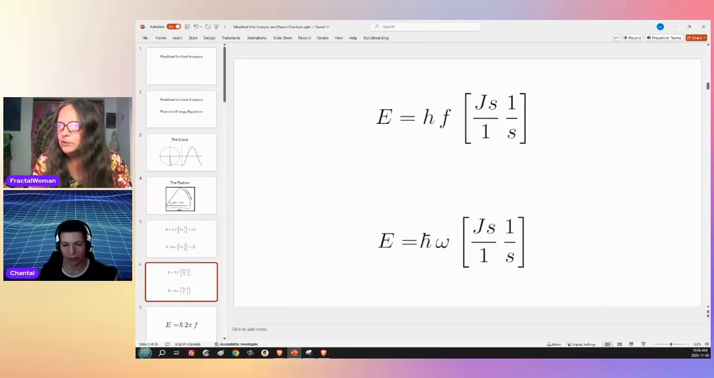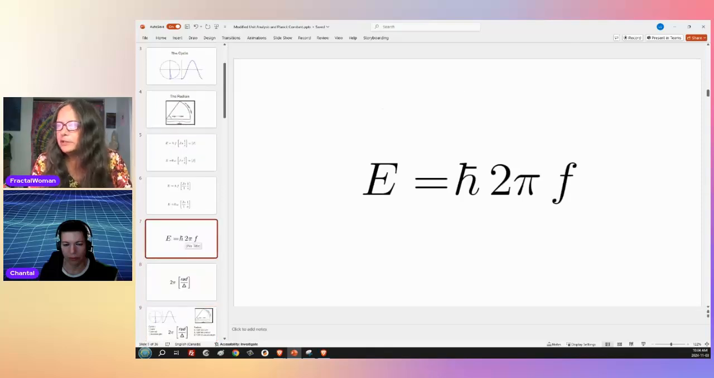Okay. So now what I'm going to do is rewrite Planck's energy equation, and I'm going to expose the 2 pi parameter. In order to do that, we have to write E equals H bar times 2 pi times frequency. So now we've pulled that 2 pi value out from the non-reduced Planck's constant. We have reduced Planck's constant times 2 pi times frequency.